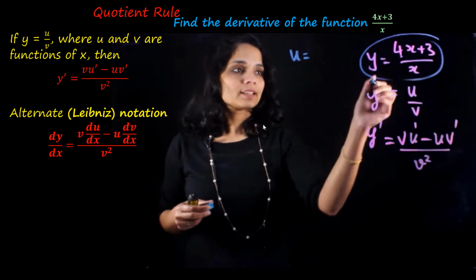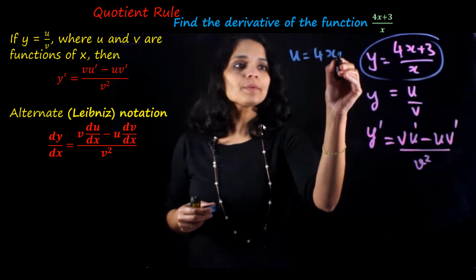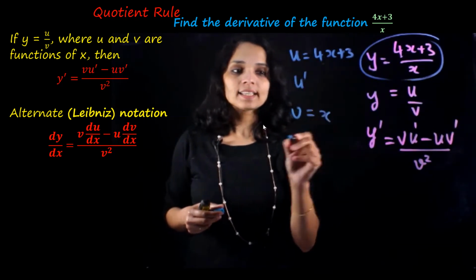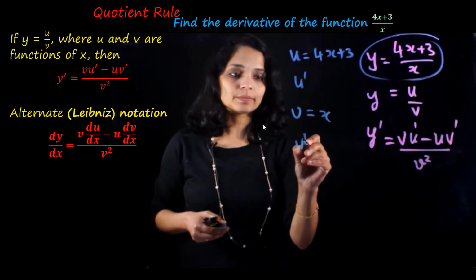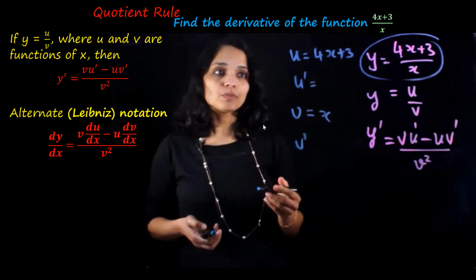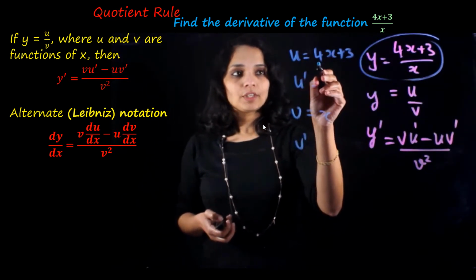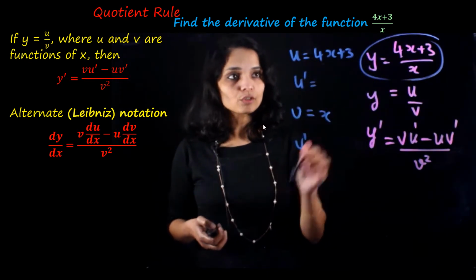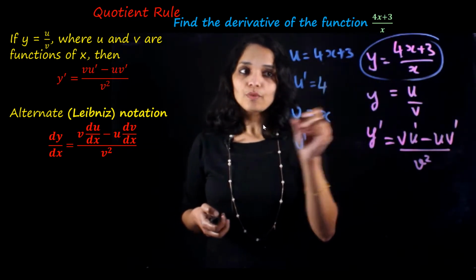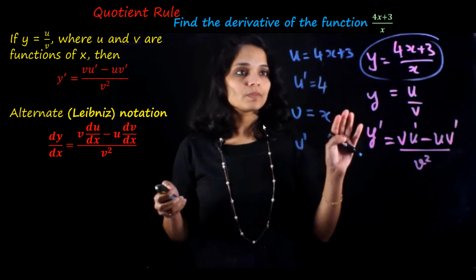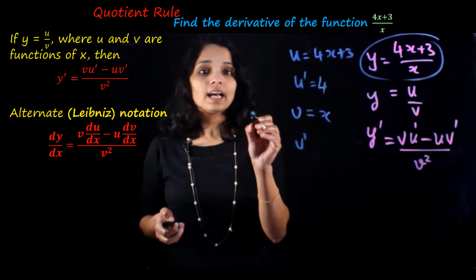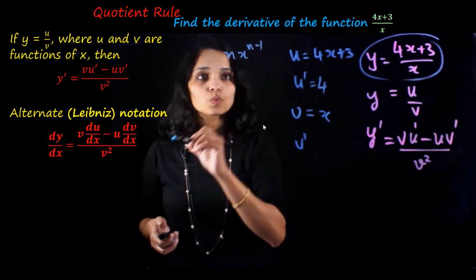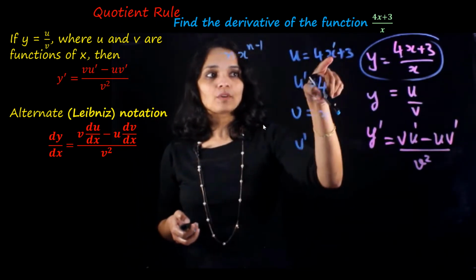u equals the numerator, which is 4x plus 3 here, and you need to find u dash. And v equals x, and you need to find the derivative of v as well. First, let's find the derivative of u. The derivative of u is the derivative of 4x plus the derivative of 3. For finding the derivative of 4x, we use the power rule. There's a constant 4; just write it as such, that's what we always do with constants. And then the power rule says the derivative is n x to the power n minus 1, where n in this case is the power of x, which is 1.